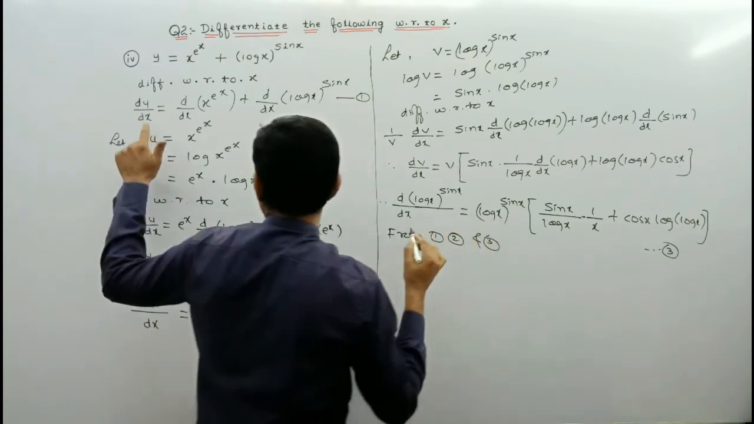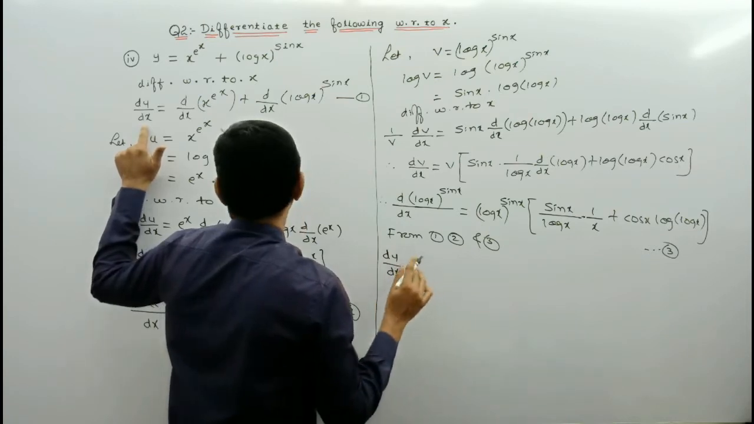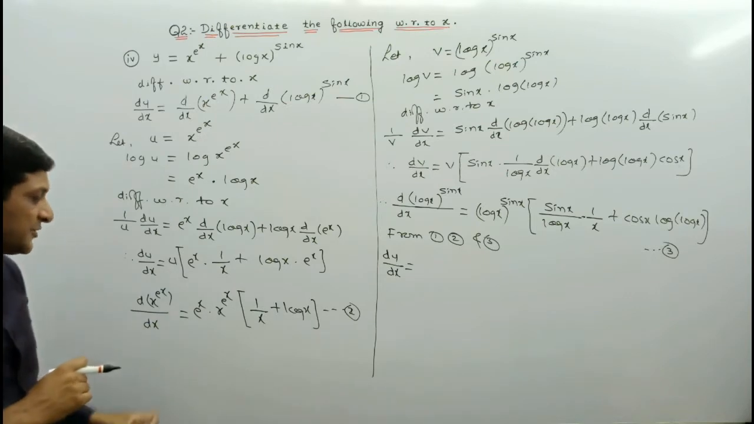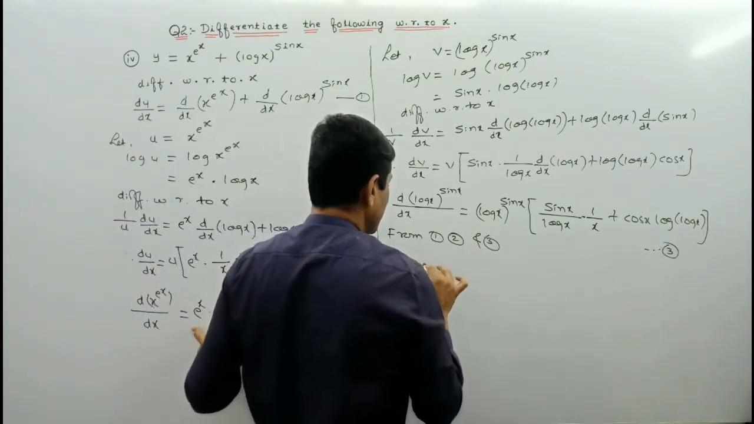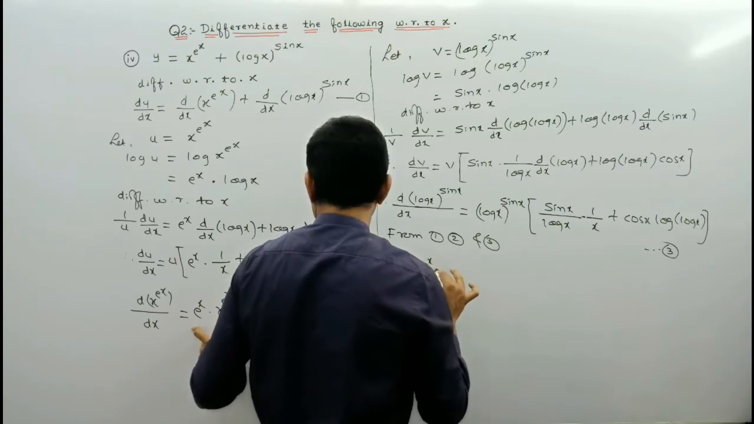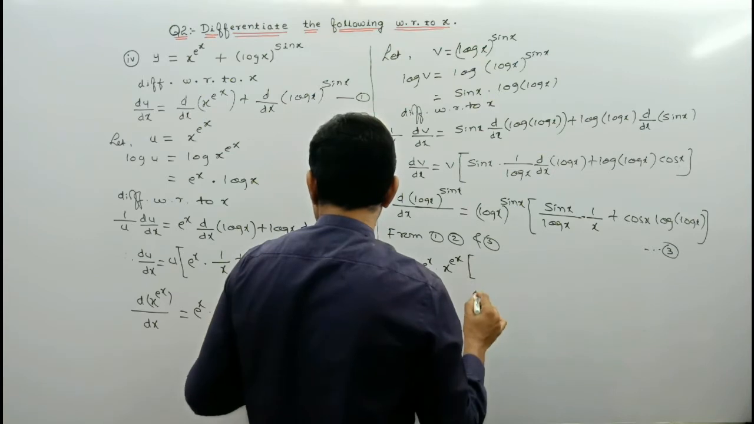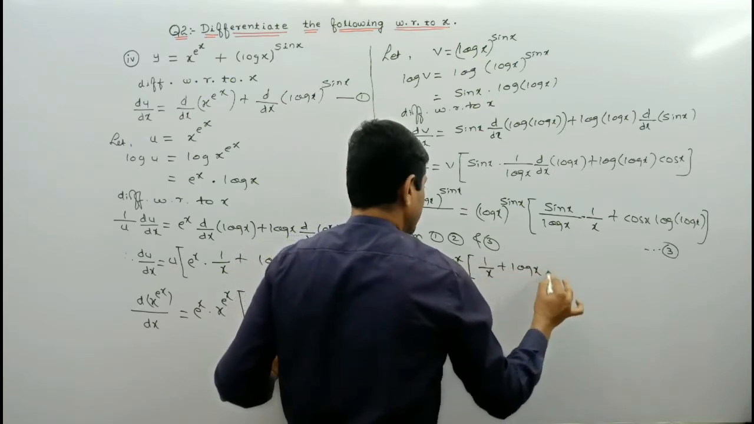Observe equation number 1. What is the left hand side? dy upon dx is equal to, what is the first term? The derivative of x raised to power e raised to power x, and its differentiation is already known to us. Observe what the differentiation is: x raised to power e raised to power x into 1 by x plus log x.